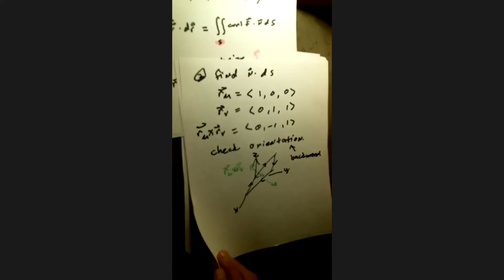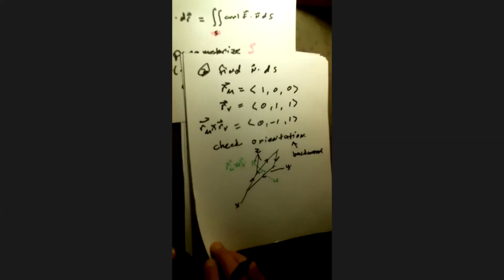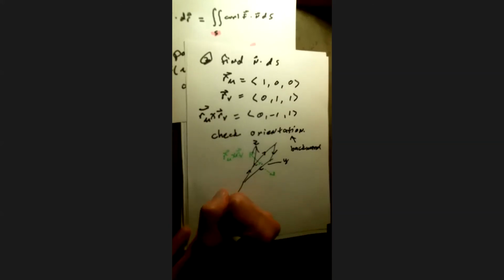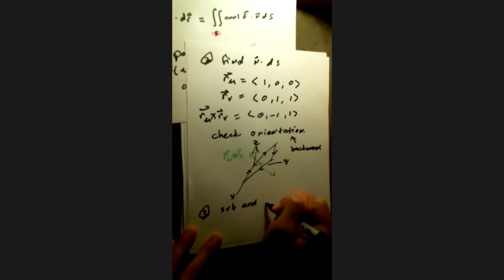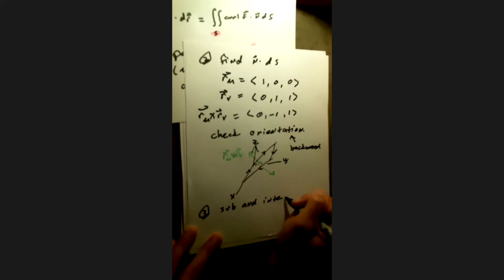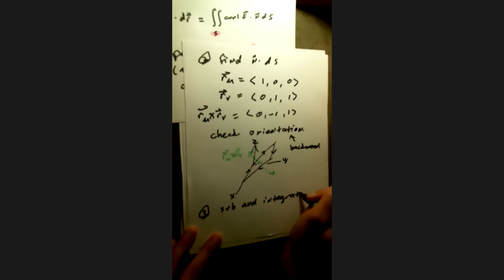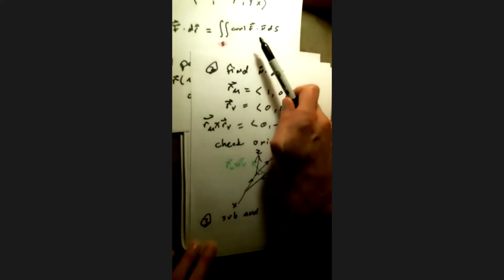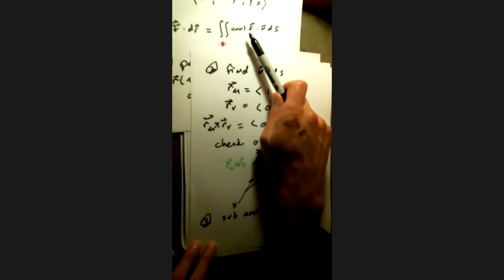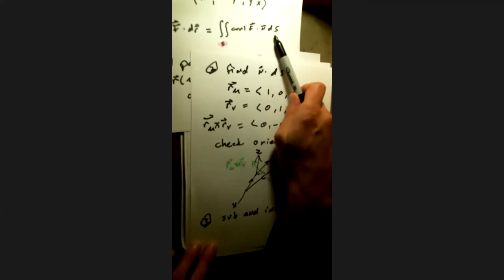All right, so step 3 is we're going to substitute and integrate. And as part of substituting and integrating, what's the first thing that we need to find here? We have to substitute in for curl F and for N and for dS.